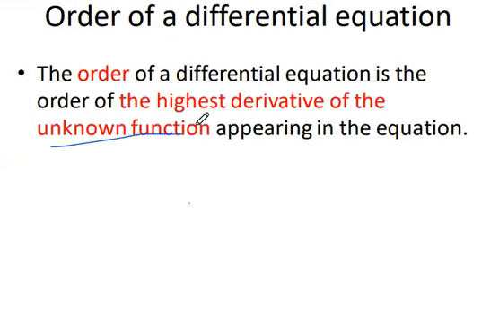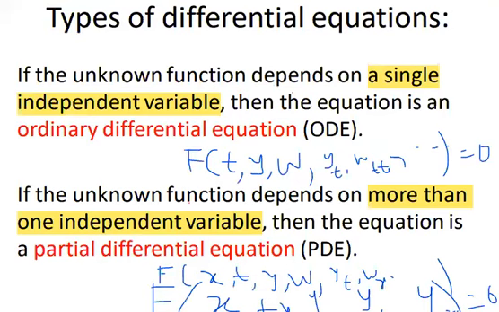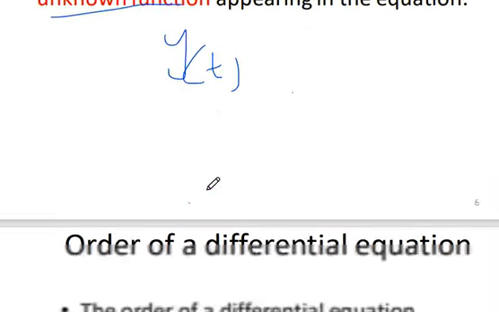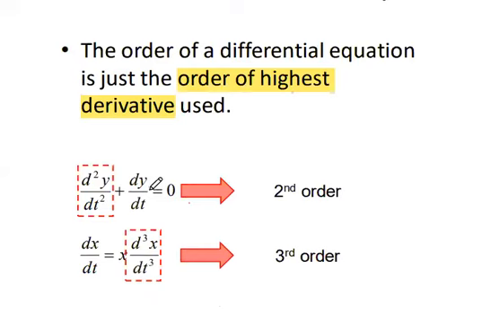So the order is the highest derivative of the unknown, or dependent variable, function. It's a function of y of t. What is the highest derivative of the unknown variable? For instance, here we have a function, a very linear function.